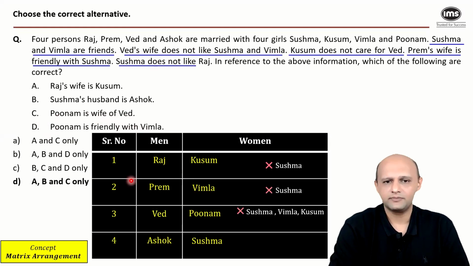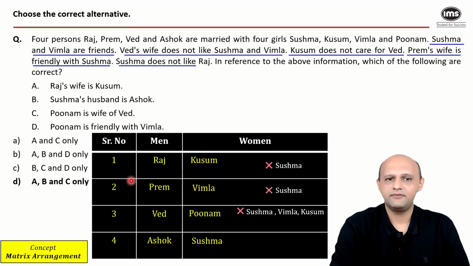So what is the only possibility that exists? It is Poonam. Prem's wife is friendly with Sushma. So, can Prem's wife herself be Sushma? No, so this is not possible. Sushma does not like Raj. When you say that Sushma does not like Raj, it essentially means that Raj's wife cannot be Sushma. So where will you place Sushma here? It would be in the 4th block. So Ashok's wife is Sushma.